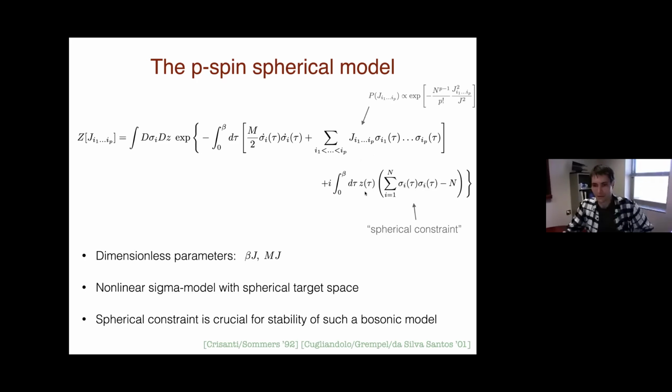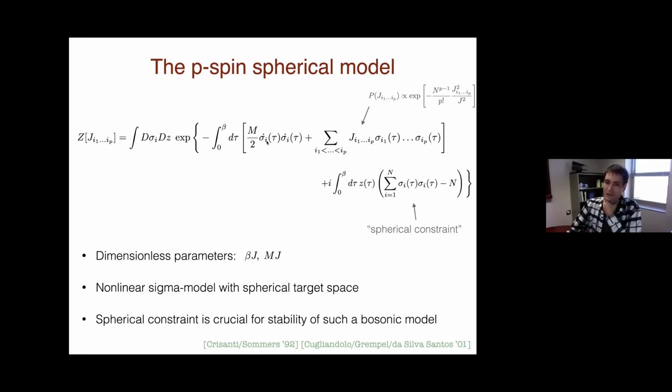implemented by some Lagrange multiplier we call z here. I allow for interactions between p of these at the same time, and these are bosonic, so the kinetic term now has two derivatives. The upshot is that this model again exhibits a glass phase with similar properties as what I discussed. Some things are a little simpler, some things are a bit more complicated because this is now genuinely a bosonic model, so some details are different. But at the most broad brush level, this model has two parameters. The phase diagram is going to be a two-dimensional diagram. So there's beta J, which is the temperature in units of J, and then there's also mJ, where m is the normalization of the kinetic term.